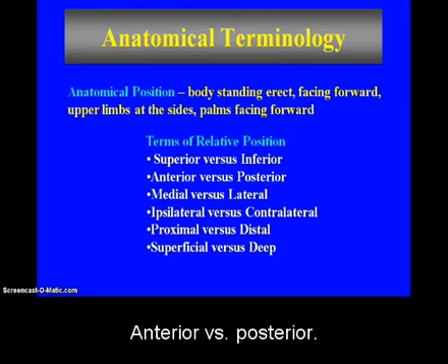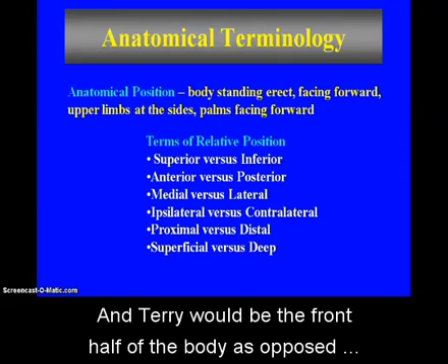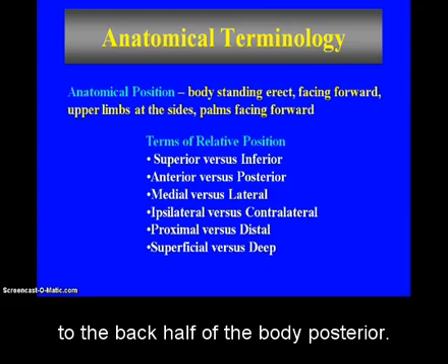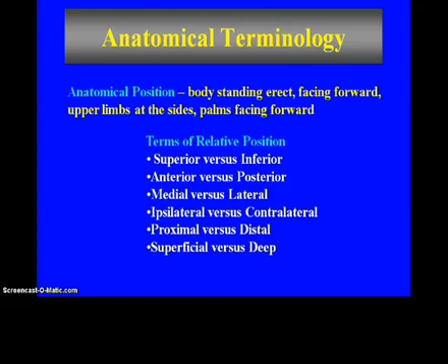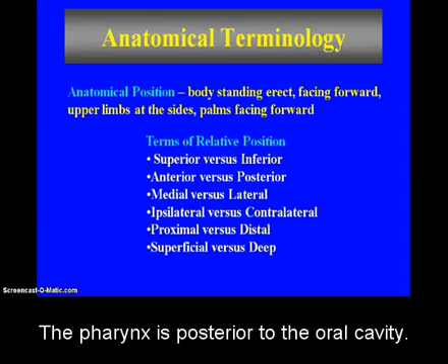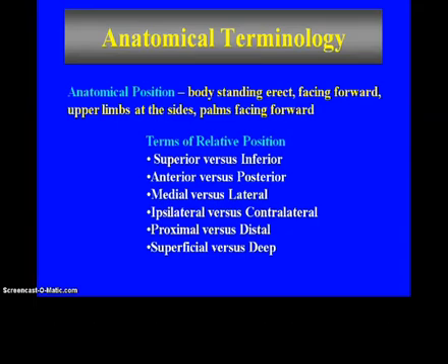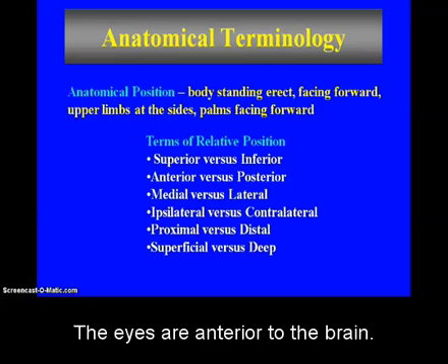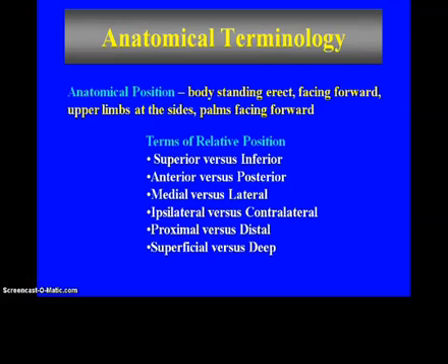Anterior versus posterior. Anterior would be the front half of the body as opposed to the back half of the body, posterior. The pharynx is posterior to the oral cavity. The eyes are anterior to the brain.